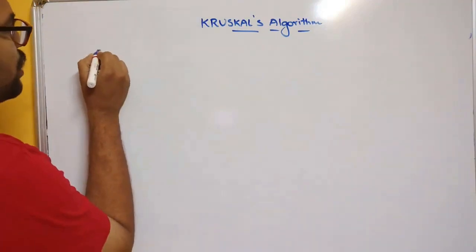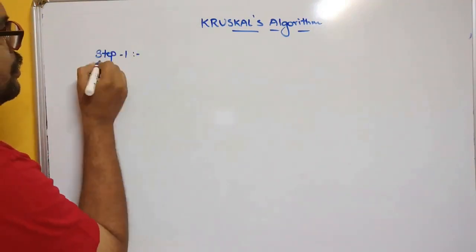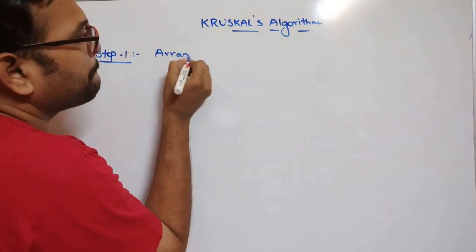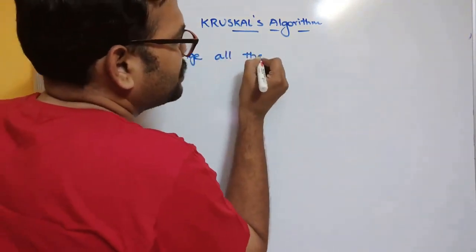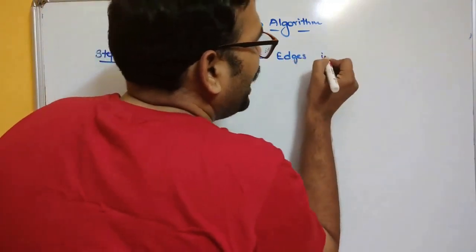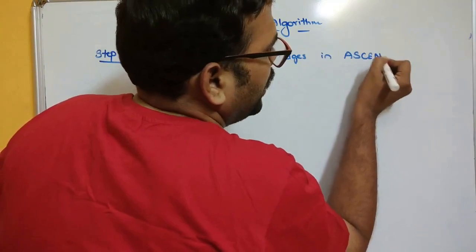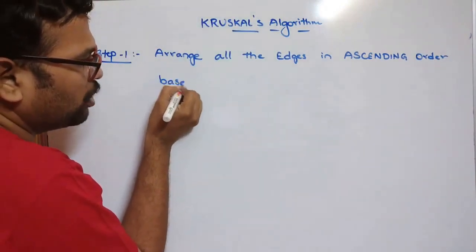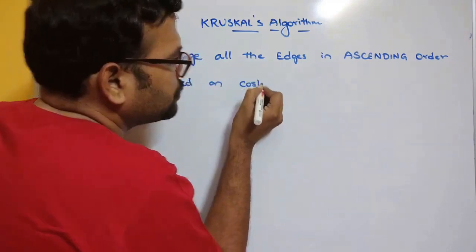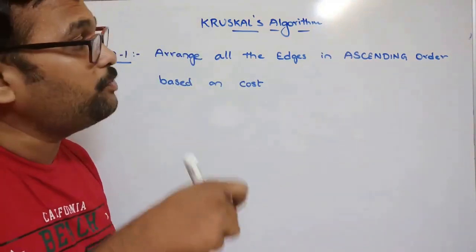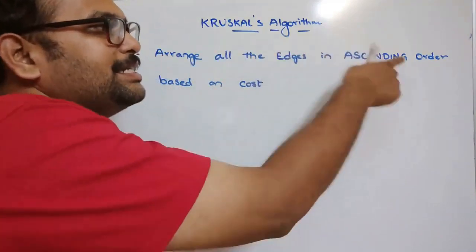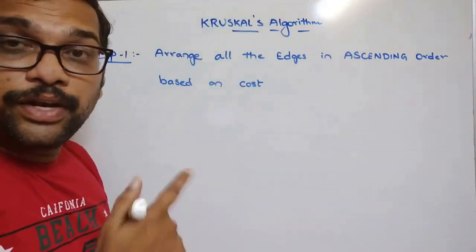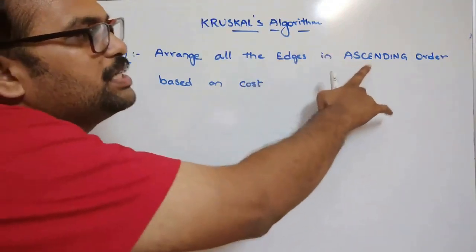So here, step 1, the first step means arrange all the edges in ascending order based on cost. So every edge will have its own cost, so we need to first arrange all the edges in ascending order based upon the cost, right? Ascending order means lower value to the higher value. We need to find the minimum cost spanning tree, so that's why we are using this ascending order.